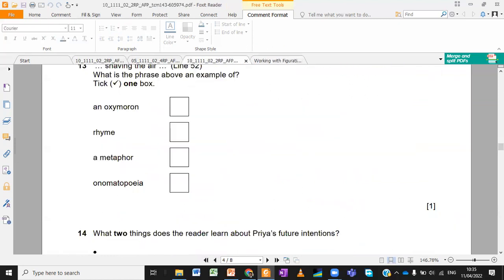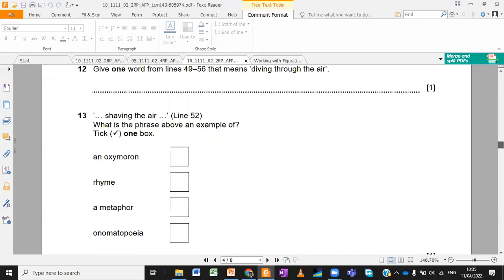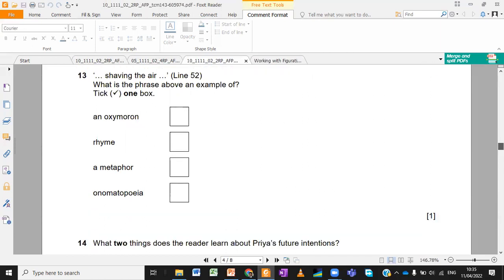Let's come back here. These are the checkpoint questions. Let's see if you can get these ones correctly. Before we take a break for, let's say, 10 minutes, then I'll come back to show you how to write a story for me. Now, look at question 13, shaving the hair. What is the phrase above an example of?